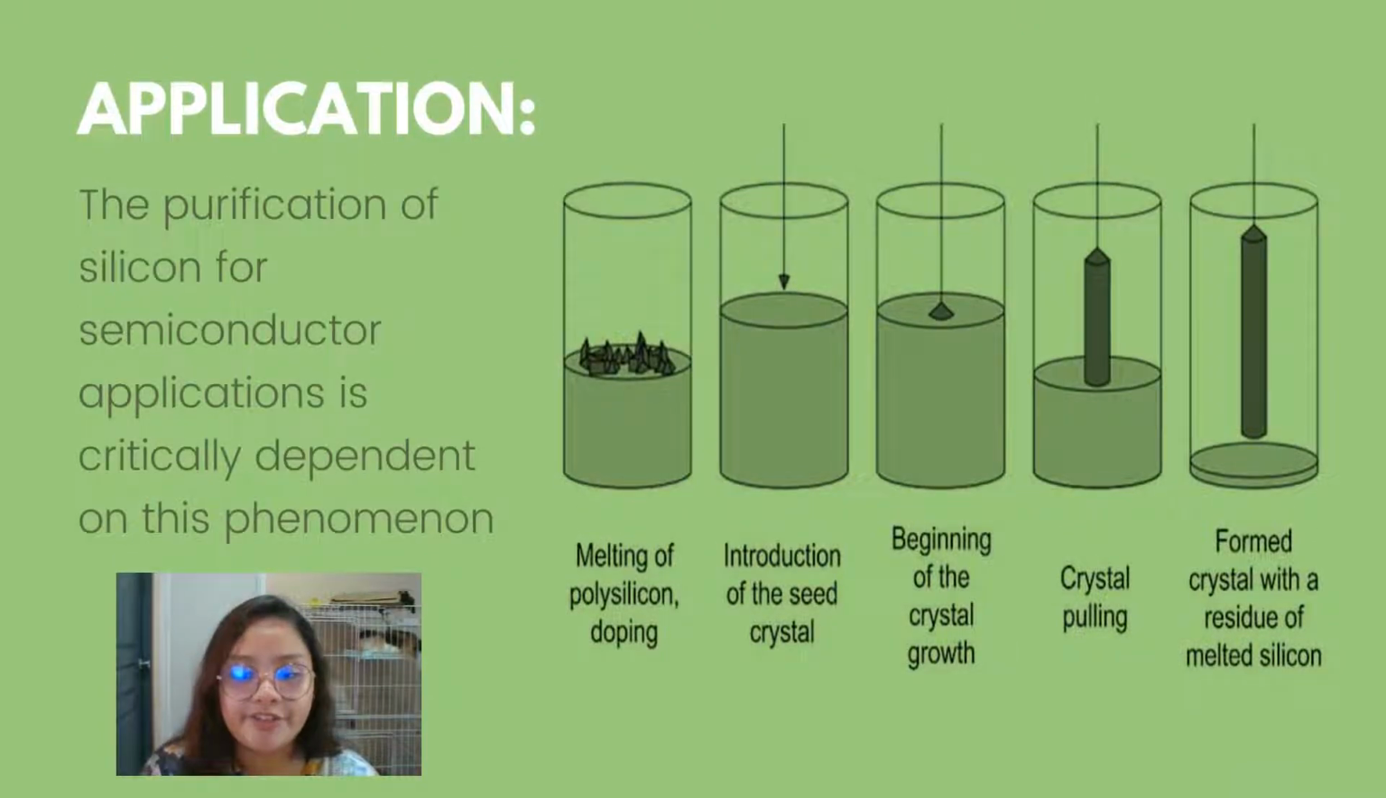Application. The purification of silicon for semiconductor use is critically dependent on the recrystallization phenomena. Silicon is abundantly present on the Earth's surface in the form of sand. It is used in a variety of applications, such as the formation of semiconductors. The extraction process of silicon from sand involves heating silica in an arc furnace at about 1800 degrees Celsius. The silicon formed as a result contains a number of impurities, and it is known as metallurgical grade silicon.